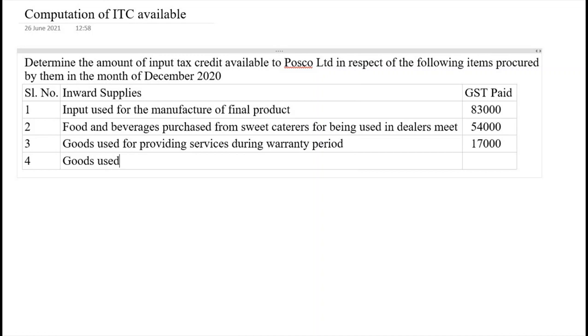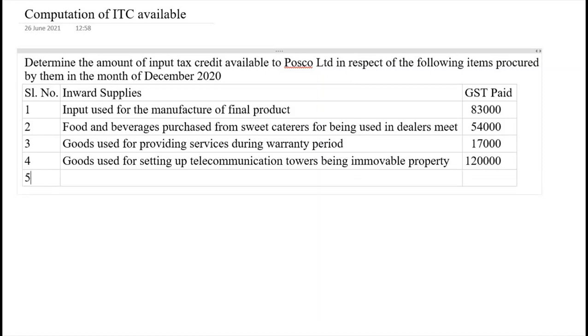goods used for setting up telecommunication towers being immovable property, rupees 1,20,000. Number 5, inputs stolen from factory, rupees 18,200. Now from these details, we are required to find out the ITC available.